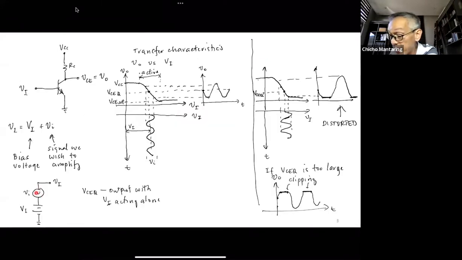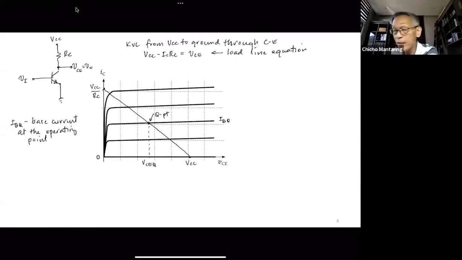As V sub I is increasing, the voltage across your base emitter will increase, and therefore you expect your base current to increase. So as V sub I increases, your base current increases. This is increasing I sub B. So this value of I sub B is larger than IBQ, and this value of I sub B would be larger than this value of I sub B.